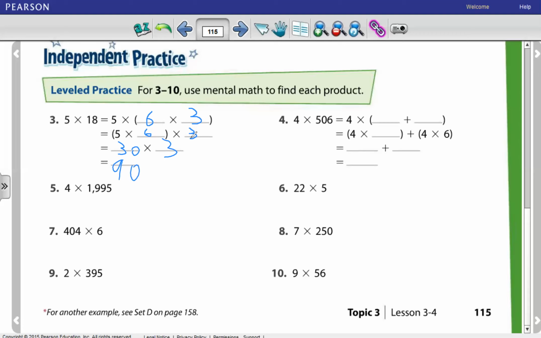Question number 4, 4 times 506. Here we are using the distributive property. 4 times 506 equals 4 times 500 plus 6. Here we use the plus sign. Then 4 times the 500 and 4 times the 6. 4 times 500, 4 times 5 equals 20 with 2 zeros, 2000, plus 4 times 6 equals 24. So the answer is 2024.